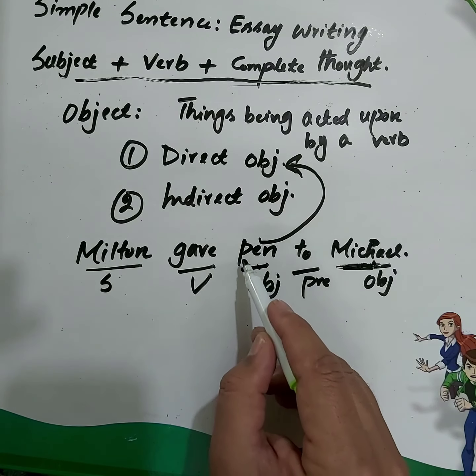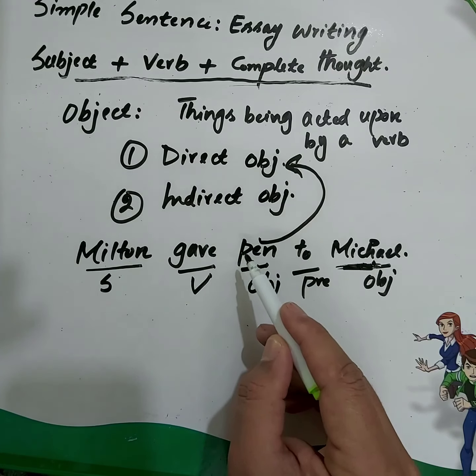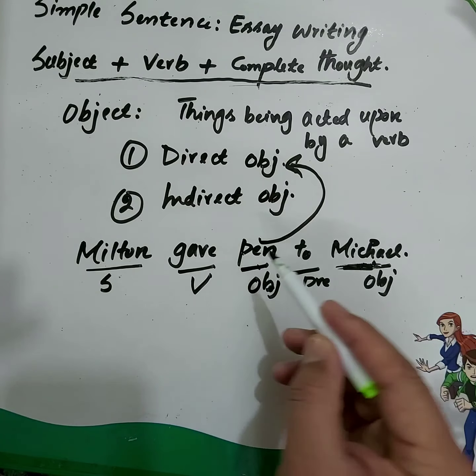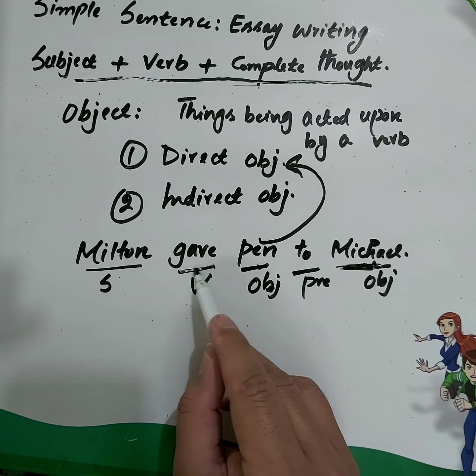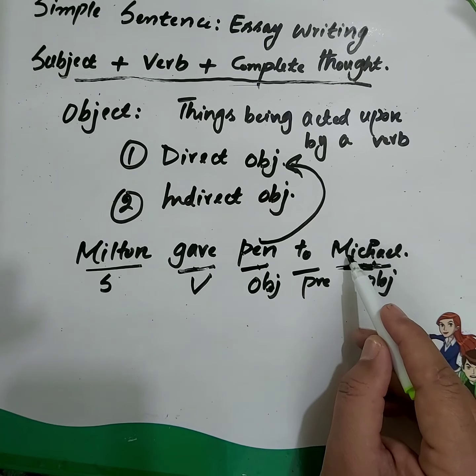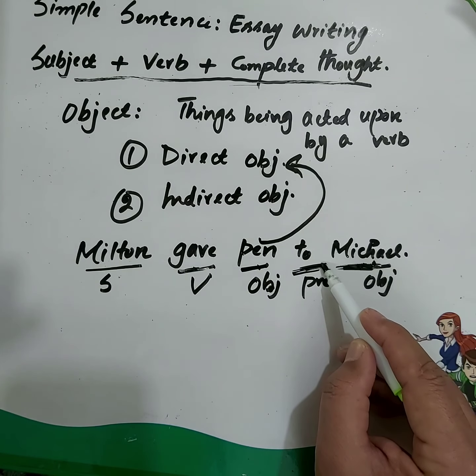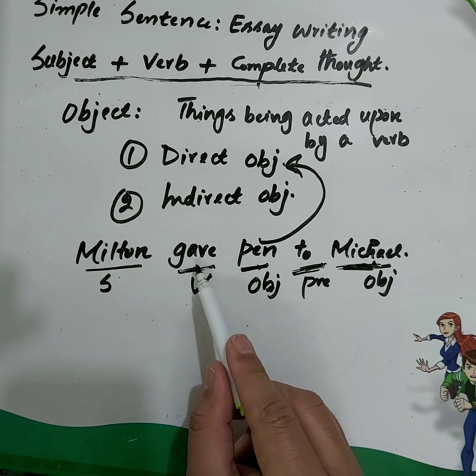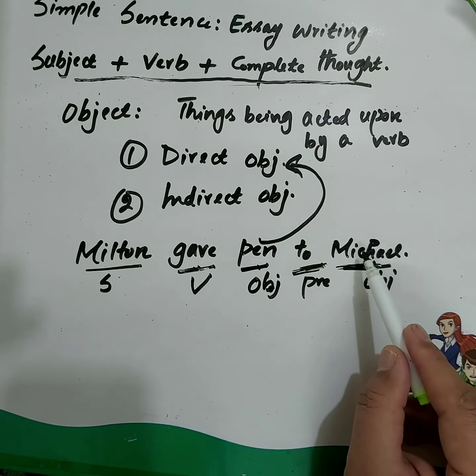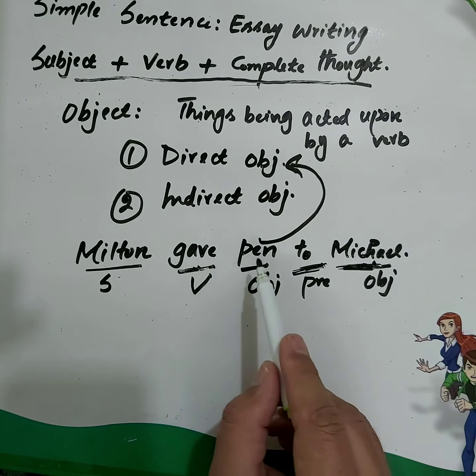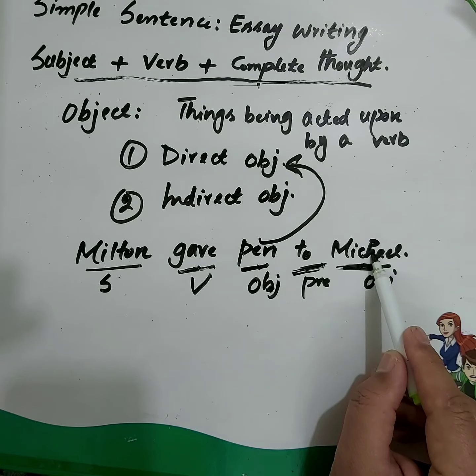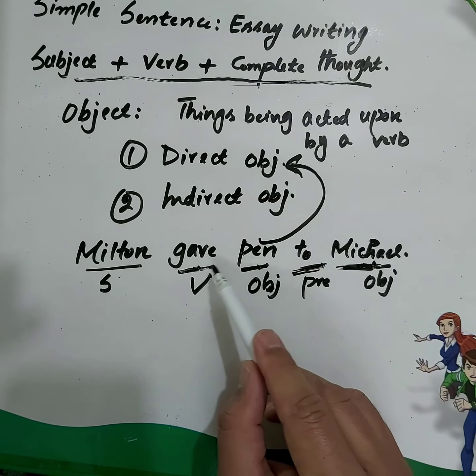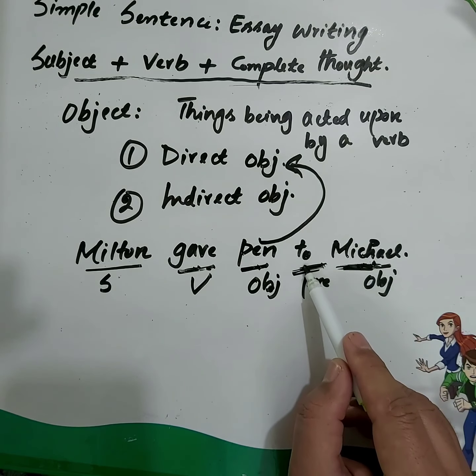Students, direct object receives the action and indirect object receives the direct object. Direct object comes after the verb and indirect object comes after the preposition. This is another distinguishing factor. Here, students, pen is your direct object because it receives the action, and Michael is your indirect object because it receives the direct object.